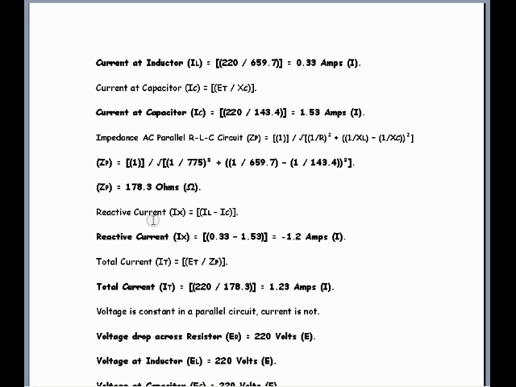With that value, we can now calculate the reactive current, which is applicable to the AC parallel RLC circuit. That's simply the difference between the current at the inductor and the current at the capacitor. So 0.33 minus 1.53, we have a reactive current of negative 1.2 amps. If you graph this formula, it would imply that you're going to have a greater current at the capacitor versus the inductor.